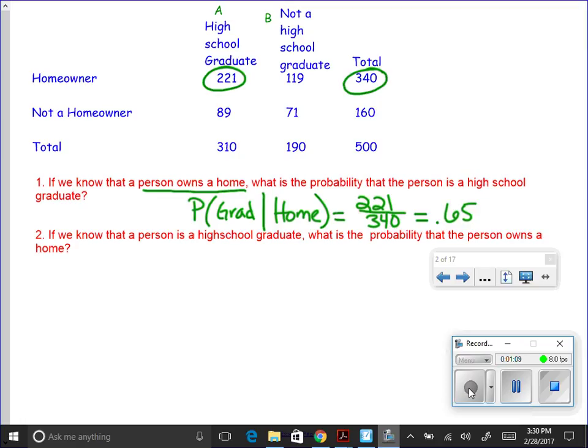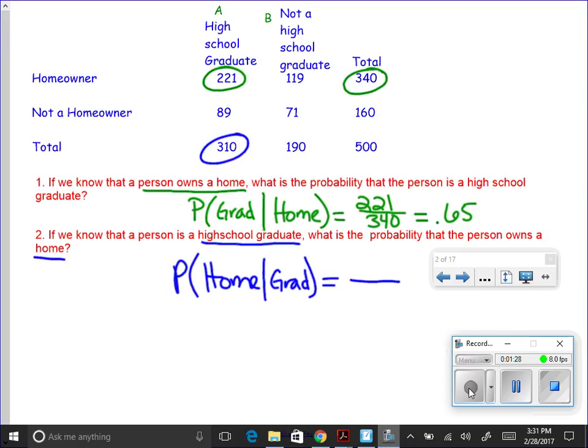The second question says, if we know that the person is a high school graduate, this time that's the known information. So the probability of owning a home, given that they're a high school graduate. This time, high school graduate is the total, and the amount that were homeowners was 221. So 221 out of 310 is 0.71. So that's how we do conditional probabilities.